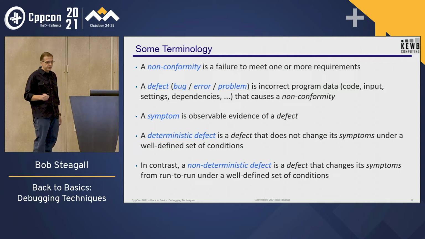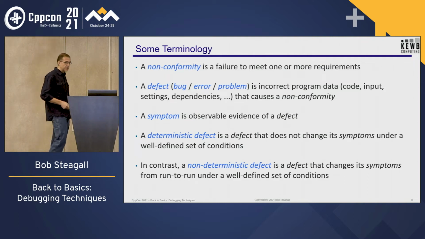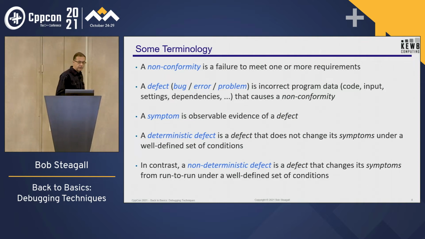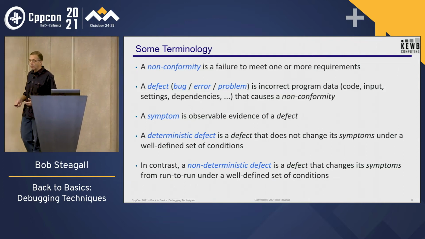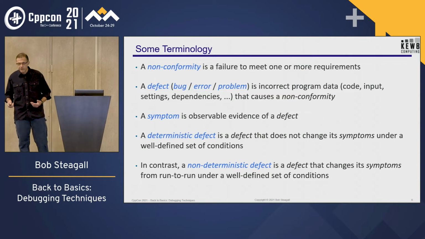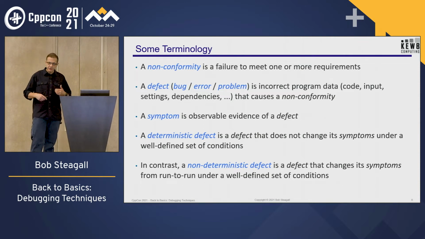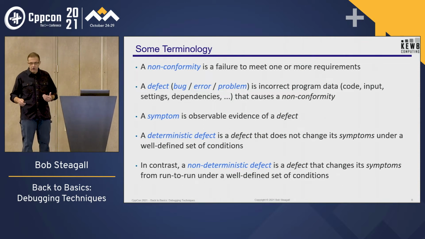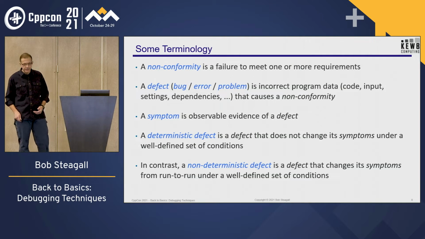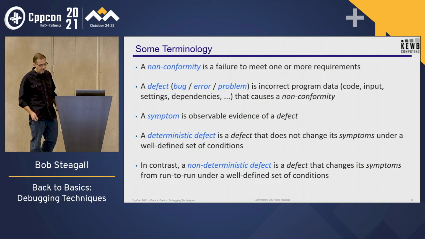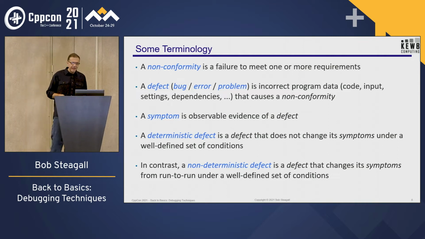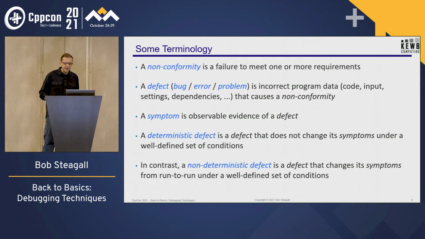The thing we all dread, however, is the non-deterministic defect, which is one that changes its symptoms from run to run under a well-defined set of conditions. You run the same program with the same input on the same system over and over again, and you get different results each time. These are the ones that make our life difficult and cause gray hair and loss of sleep.